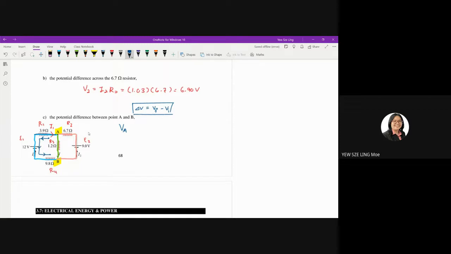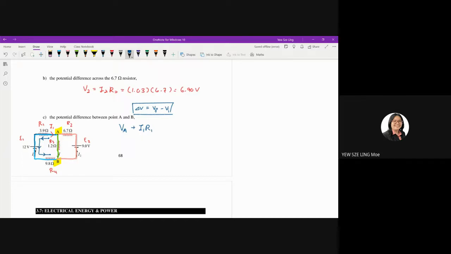So in this case, it should be positive. Okay, it is a potential drop, but because of the opposite direction, then we use the positive sign instead of negative sign. So positive I1 R1. Okay, so now I keep traveling.